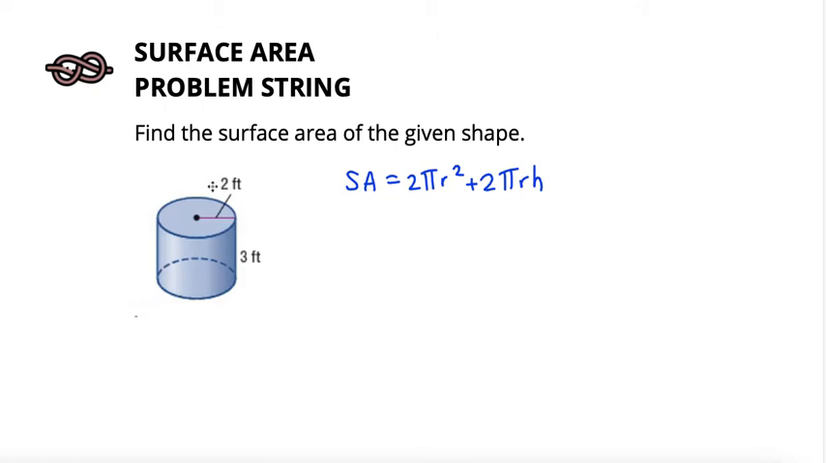My radius is 2 feet. It's given to me on my diagram. My vertical height of my prism is 3 feet. You can either use the pi button on your calculator or 3.14 for pi. You're going to substitute in what you know about your dimensions for radius and height.